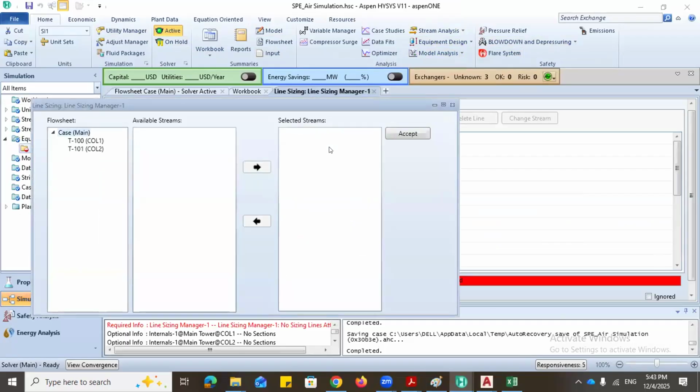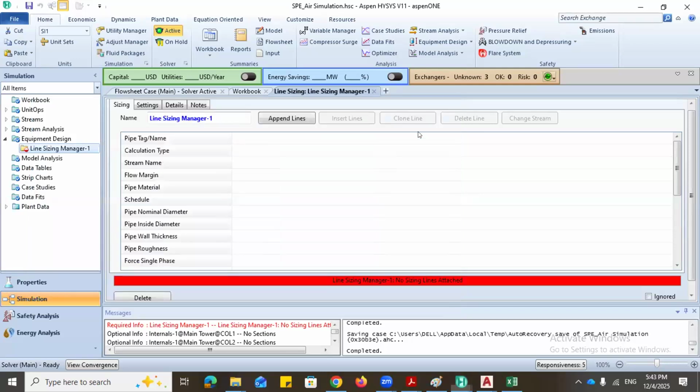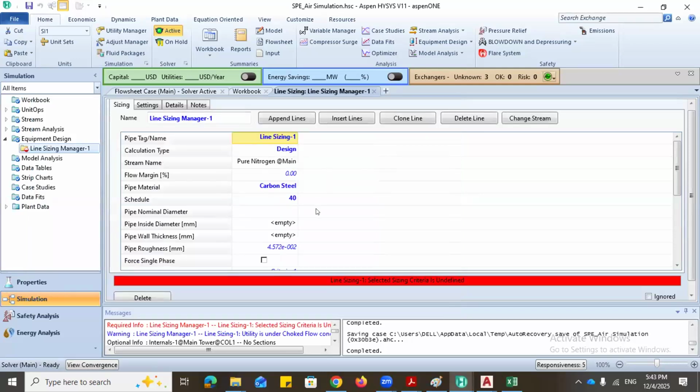What do you mean by append lines? For you to select that particular stream, or that particular pipe you want to size. So our aim was to size a pure nitrogen line, right? We click it here, we click accept, right? After clicking accept, this is just preliminary line sizing.